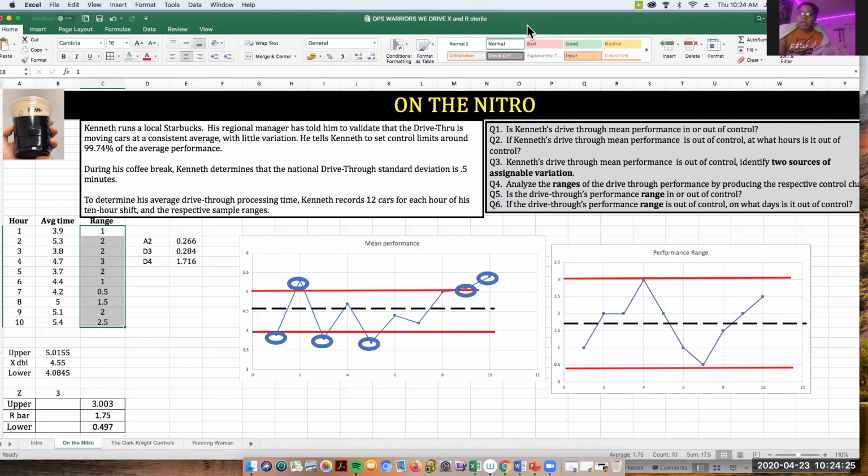I have a question. Yep. So like in the question, it says the standard deviation. So do we just ignore that since there's a range, or?